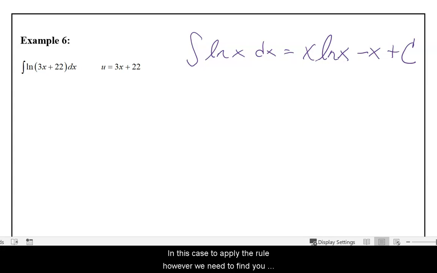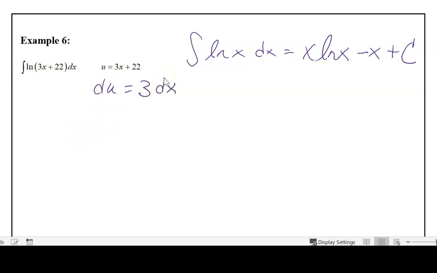In this case, to apply the rule, however, we need to find u, which we decided was the argument to natural log, 3x plus 22. In our case, then, we can find du and abuse the notation at the same time by taking the derivative of both sides, which gives us 3, and swinging the differential dx over to the right. This gives us du is simply 3 dx. I don't have 3 dx inside the original integrand.